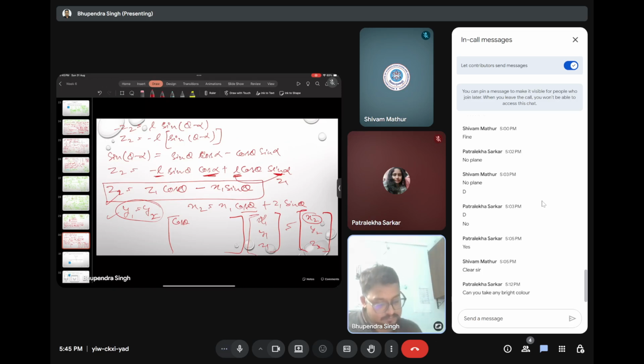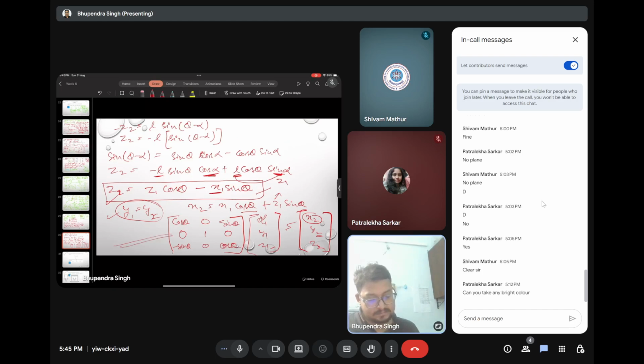The y term is not there, so it should be 0. The z term is here, so sin theta should be here. For y2, y2 is equal to y1, so this is 0, 1, 0, simply. Okay. Next, z2. This is minus x1 sin theta, so this will be minus sin theta. No y term is here, so 0, and this should be cos theta.